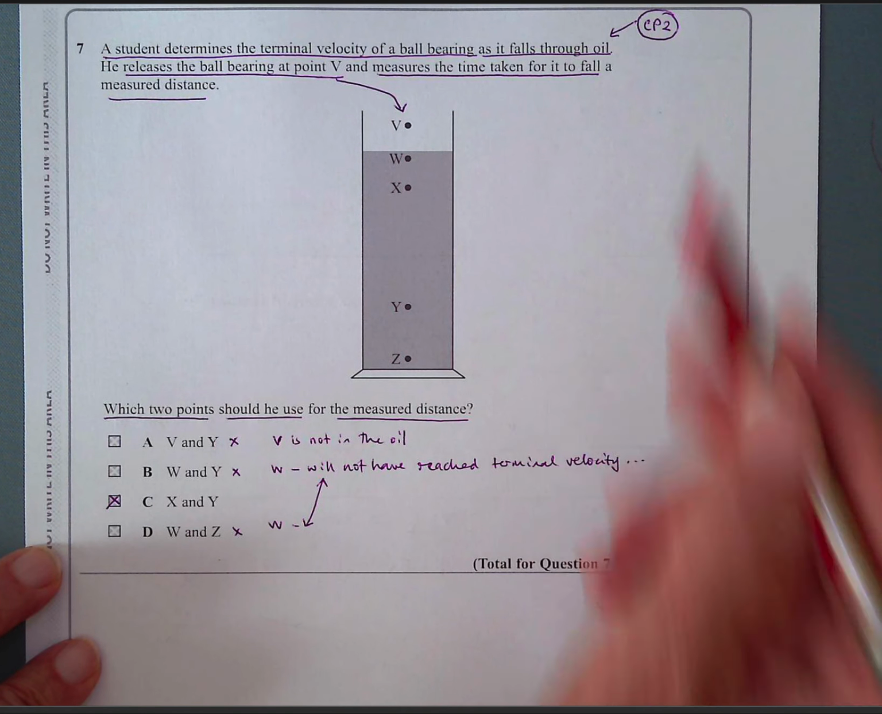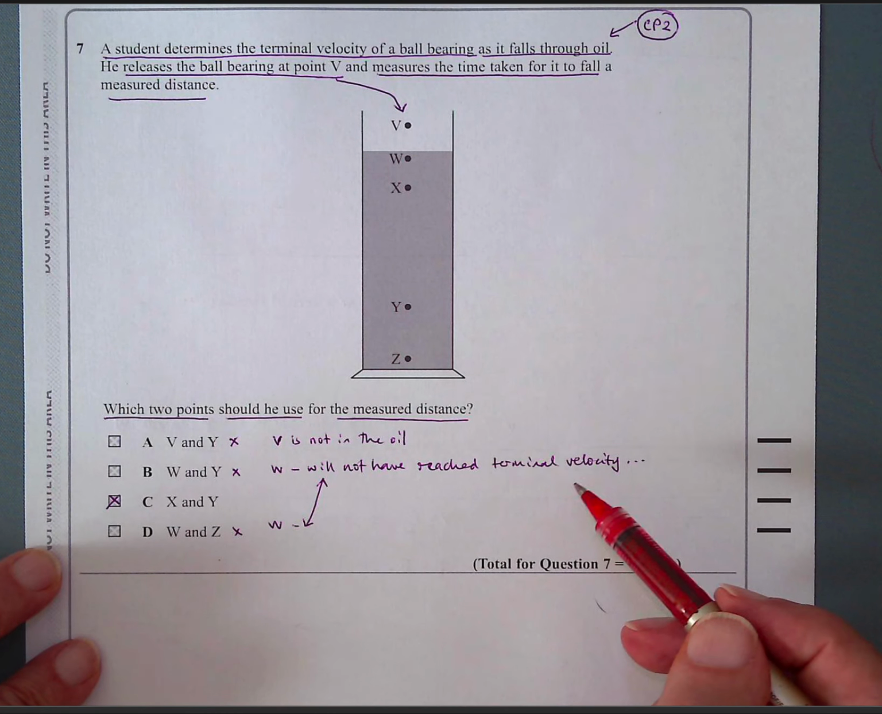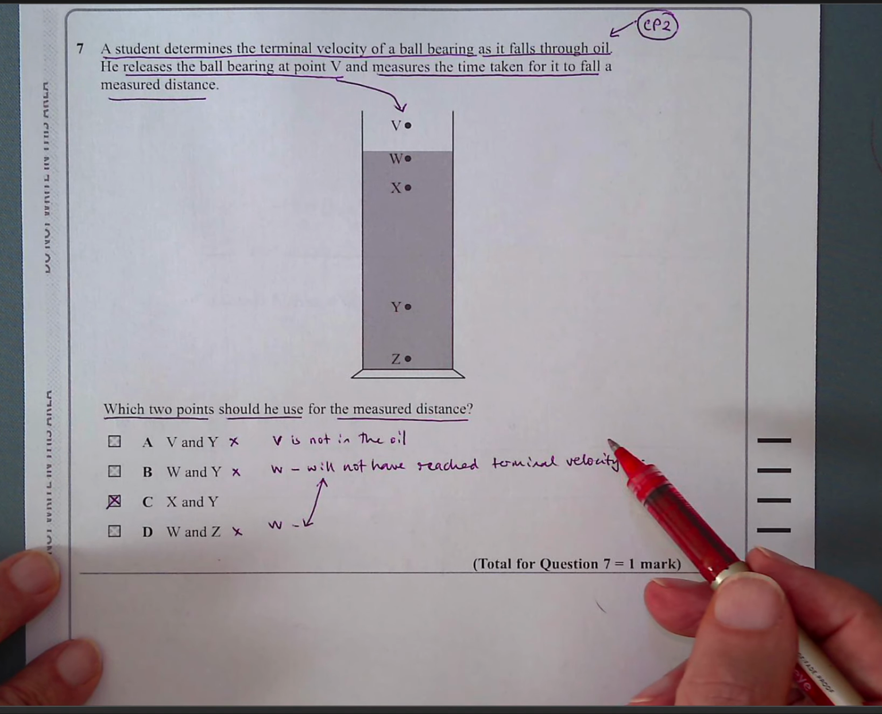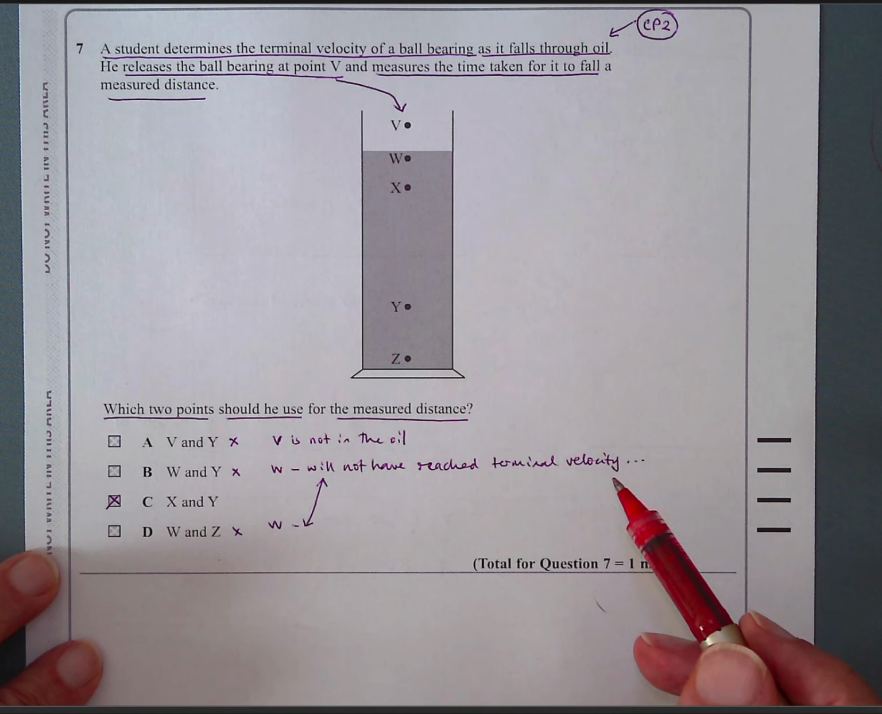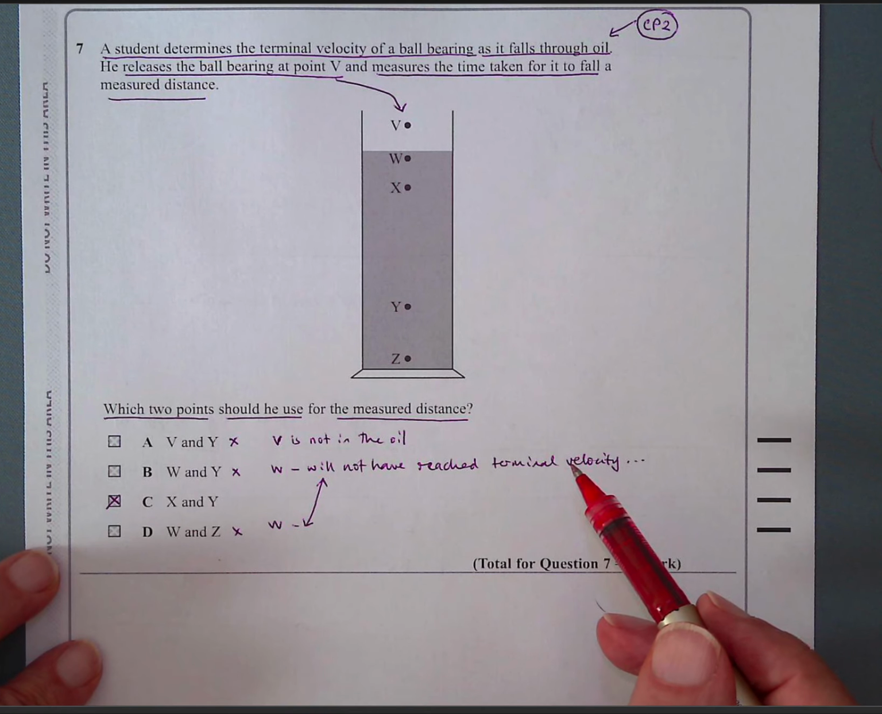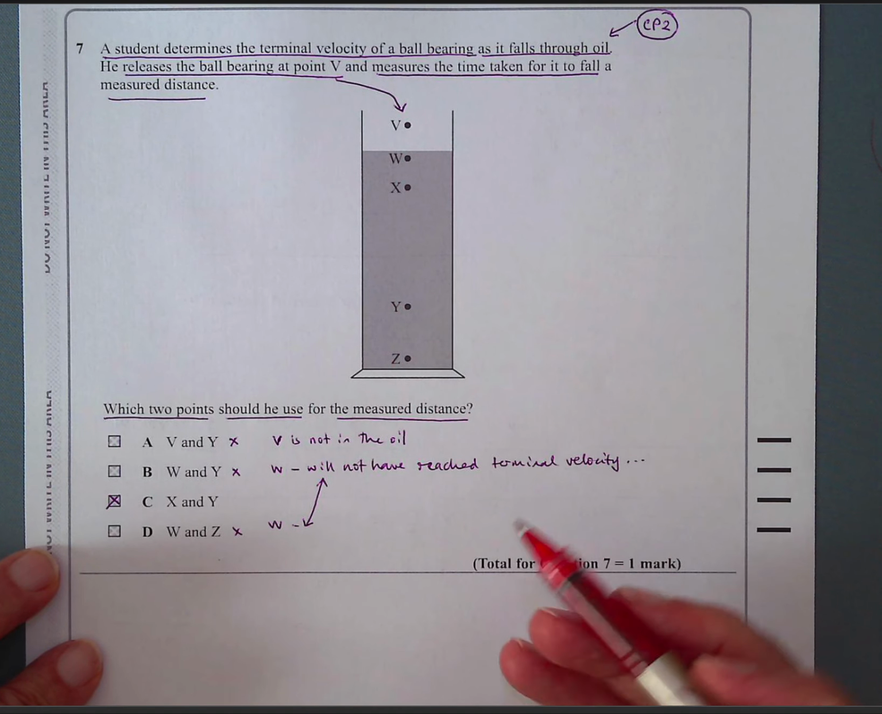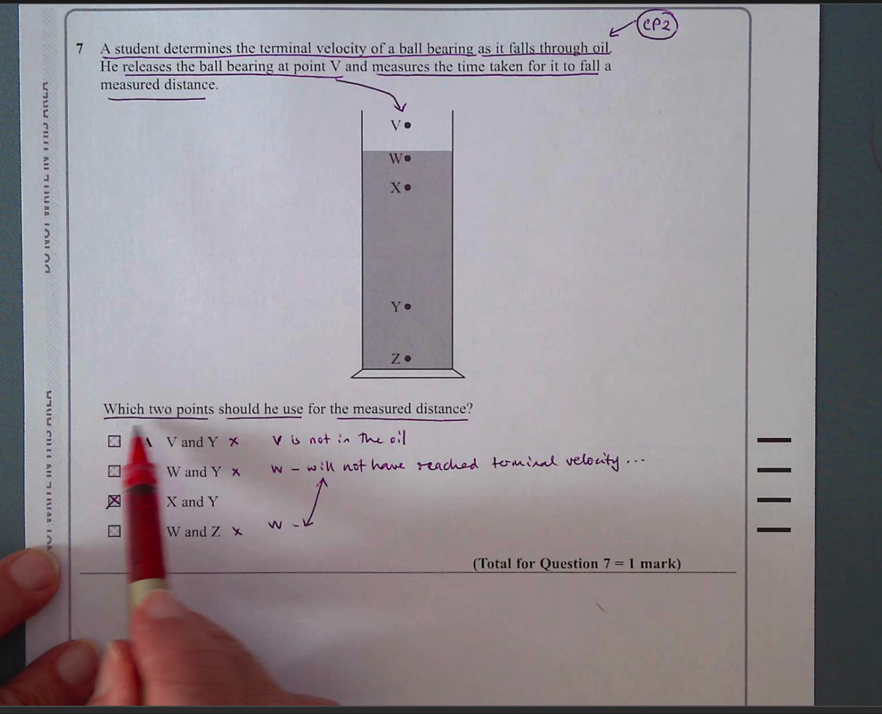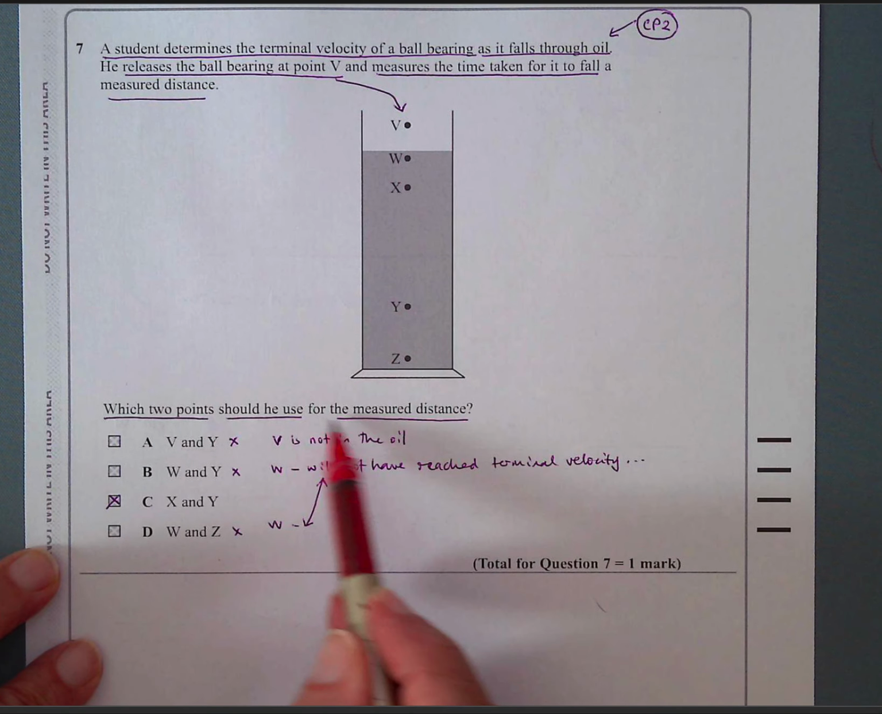Once you do that, that's how you do Core Practical 2, and it enables you to work out the terminal velocity, and from that you would be able to determine some analysis, for example, working out the viscosity of the oil. Which 2 points should he be using to measure the distance?